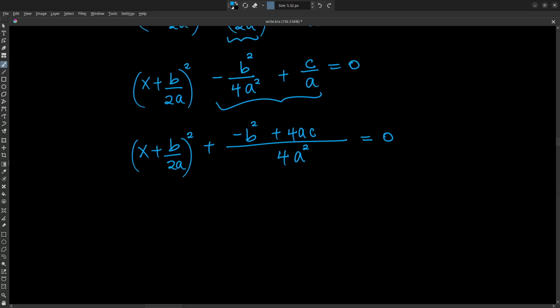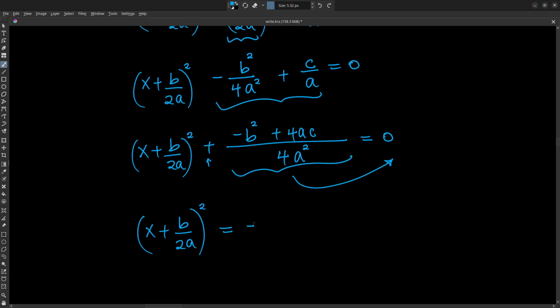so now let's take this whole term and take it to the right side. So on the left we'll remain with x plus b out of 2a squared, and this is equal to, now this term, you see the sign is currently positive, like the whole of it. So when we take it to the right, the sign will change and become negative. So this is going to be negative, and then we have the numerator negative b squared plus 4ac, and this is all over 4a squared.